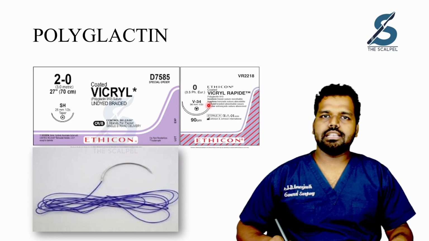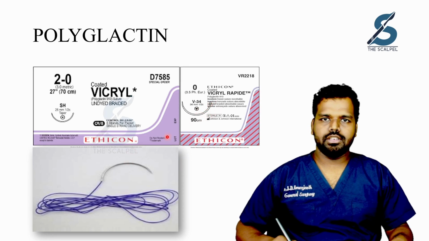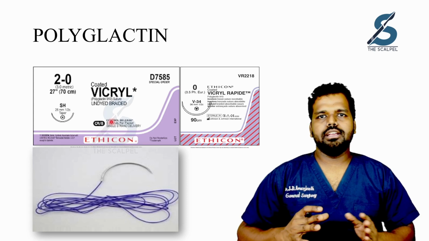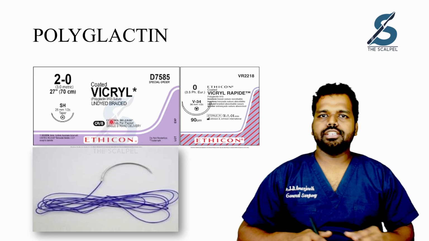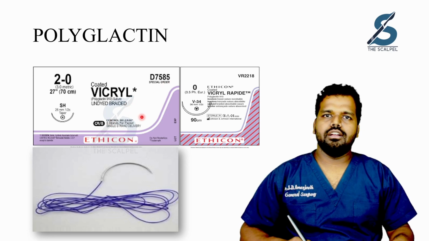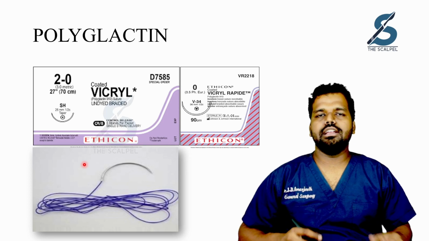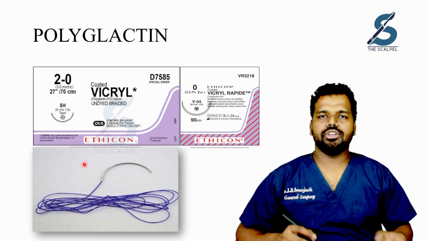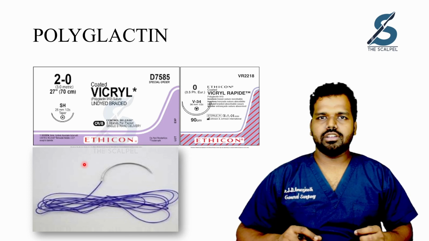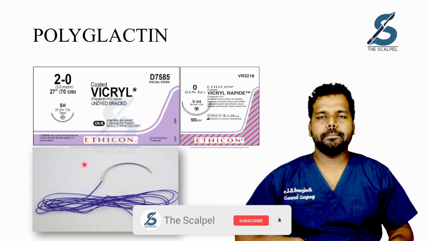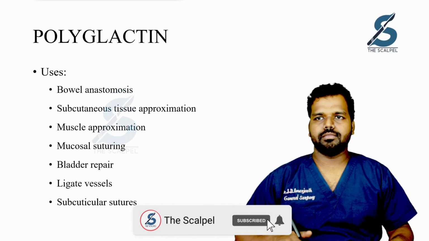And there is another subtype called Vicryl rapid. As you already saw, the absorption time is 60 to 90 days in the case of Vicryl. But in Vicryl rapid, the material is irradiated so that it gets rapidly absorbed within 7 to 10 days. This is commonly used for subcuticular sutures and also for surgeries like circumcision.